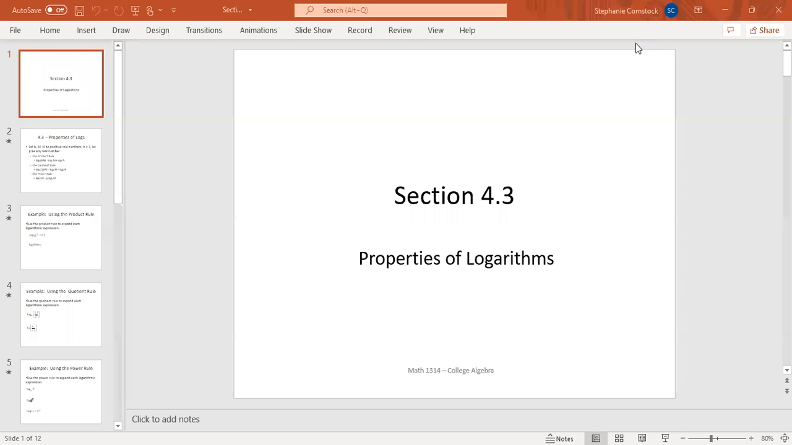So for section 4.3, we're going to start talking about some properties of logs, okay? There are three main properties that we're going to be talking about, and then we're going to utilize these properties to help us do some other stuff mathematically. So for this first video, we're just going to talk about what the properties are and how to go through them, okay?